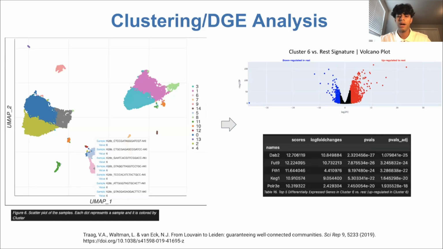As we can see by the UMAP, cluster 6 was identified as a group of disease state cells. And we can see the top 5 upregulated genes for that cluster in the table on the right.